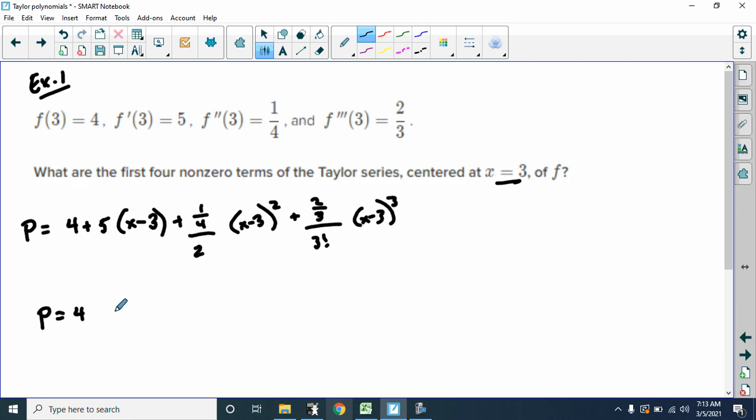Our polynomial is 4 plus 5 times x minus 3 plus 1/8 x minus 3 squared. That's 6, so we have 2 over 18, 1/9 times x minus 3 cubed.